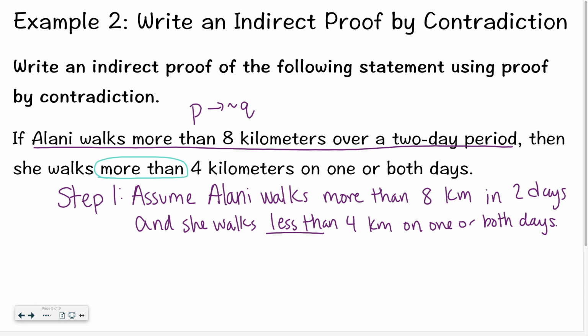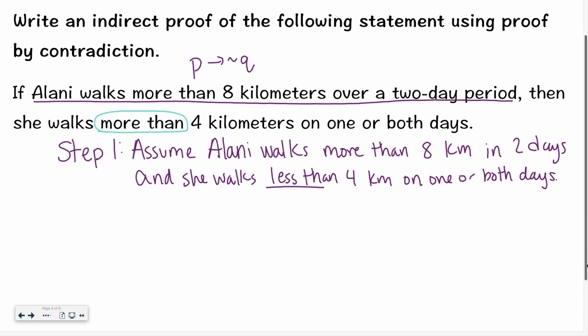Step 2, I want to show, using some calculations, that that can't be true. Actually, I'll do step 2 in another color. So step 2.